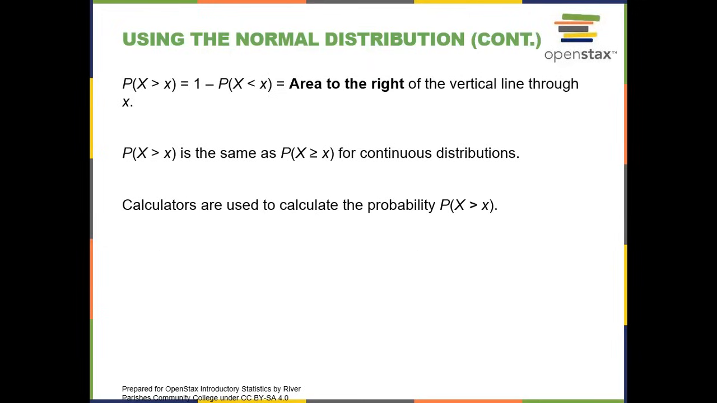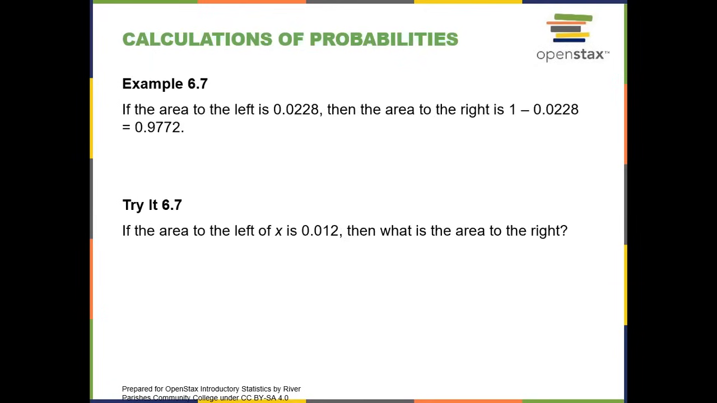So the probability of X greater than x is 1 minus P(x). Why are we taking the 1 first? Because the total area under the curve is 1. From that, you subtract the area to the left of small x, that is, capital X less than small x. Then you get the area to the right of the vertical line.